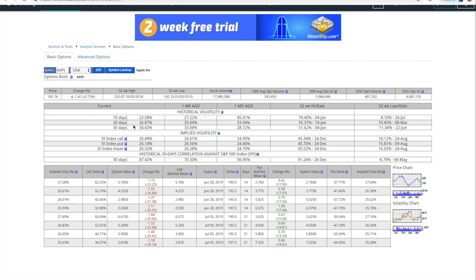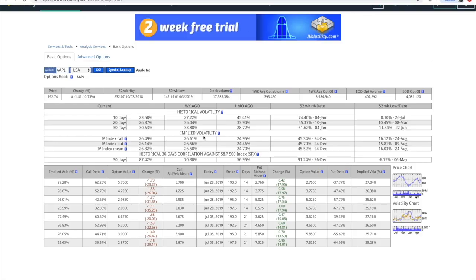The first thing you want to look at is the current implied volatility of Apple. So you have the index calls and the index puts. At the money, index calls are 26.49% volatility and index puts at 26.14% volatility. The mean between those two is 26.32. So Apple has a 26.32% volatility reading at the moment.